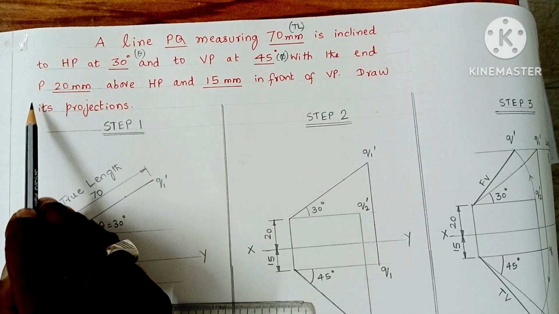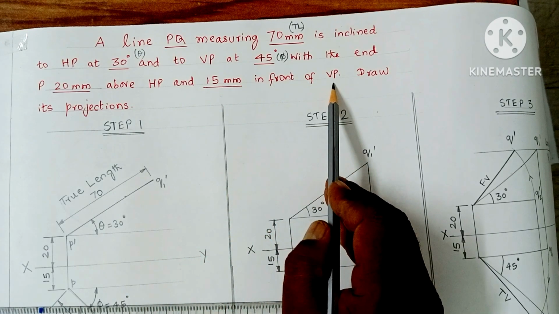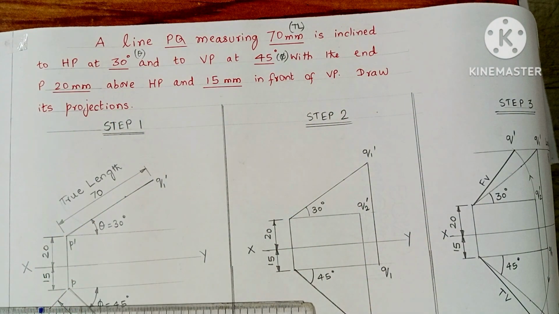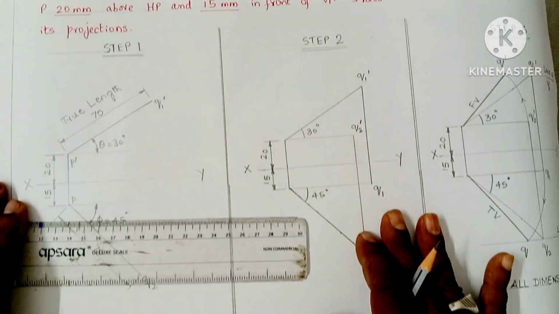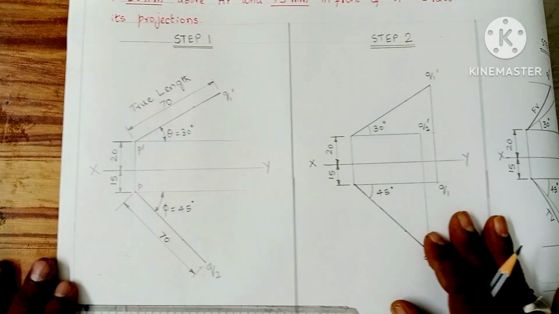The end point P is 20 mm above HP and 15 mm in front of VP. Draw its projections, which means we are asked to draw the final front view and the final top view. It is solved in three steps. In step number 1, whatever data is given in the question is converted into a diagram.